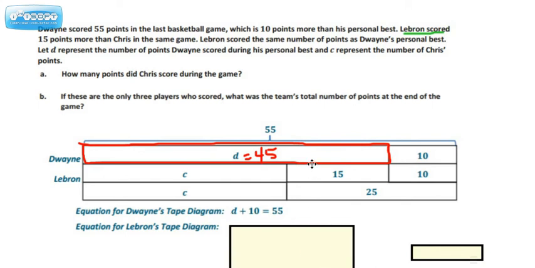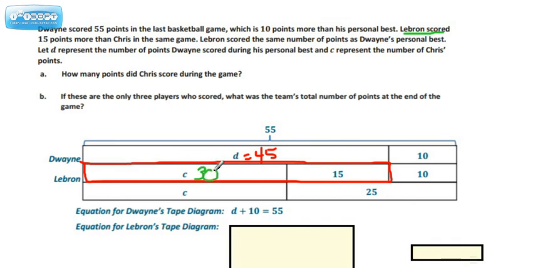All right, so now let's take a look at what they say about LeBron, because they said LeBron scored 15 points more than Chris in the same game. So that means you're going to take what Chris scored, which was represented right here, and you'd have to add 15 to it. Now remember, we're still thinking about this 45. So now here's what we have to say to ourselves. What plus 15 is going to equal 45 so that we can get the value for Chris? And wouldn't that be 30? So let's write that in for him. He's got to be 30.